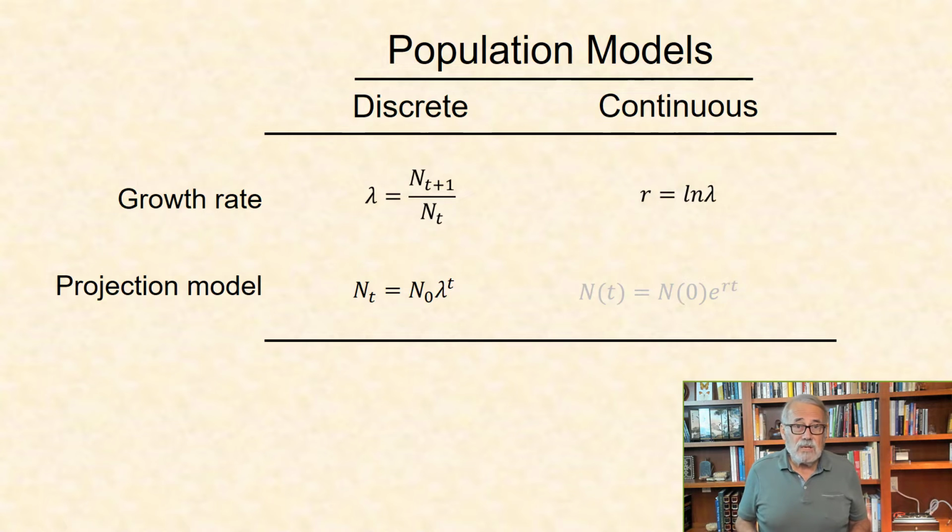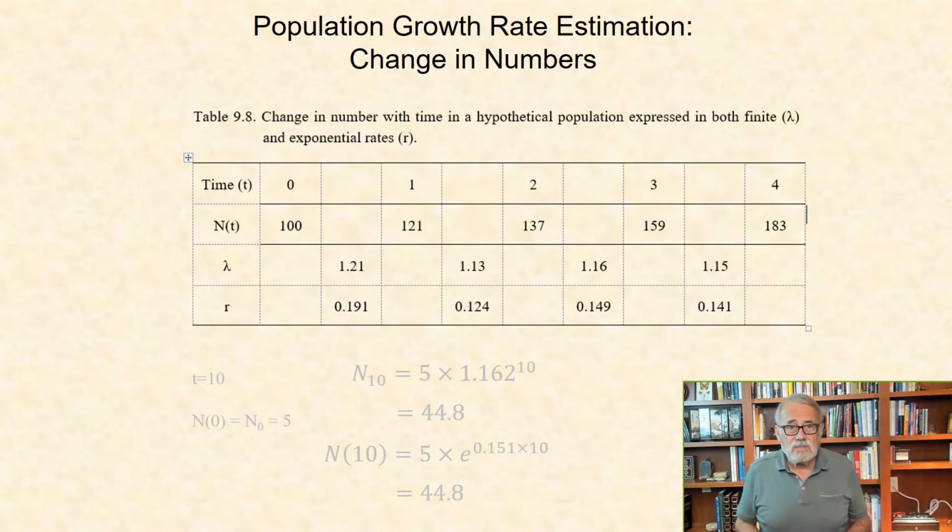The continuous time version of these models is little r, denoting the intrinsic rate of increase, equal to the natural log of lambda. The continuous time projection model is the number at time t equals the product of the initial number and e raised to the product of little r and time t. A simple example is shown in the table for computation of the growth rates and projection of the population models.